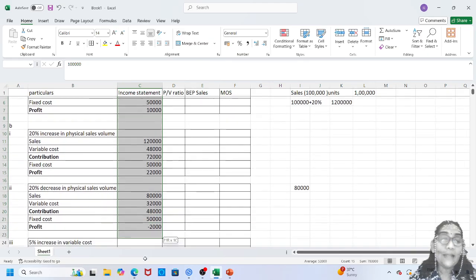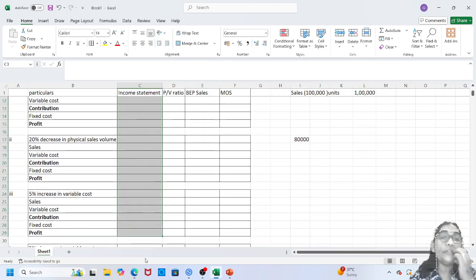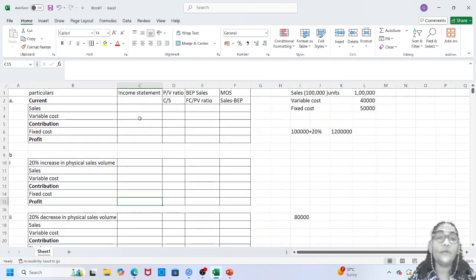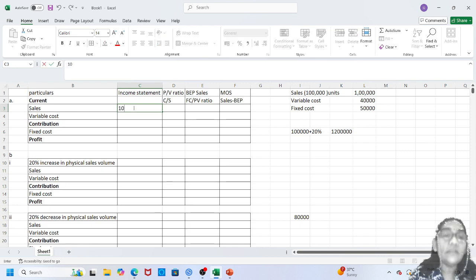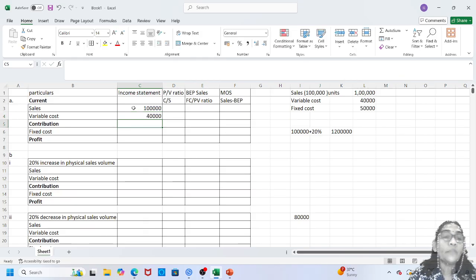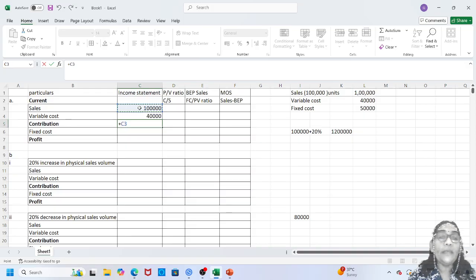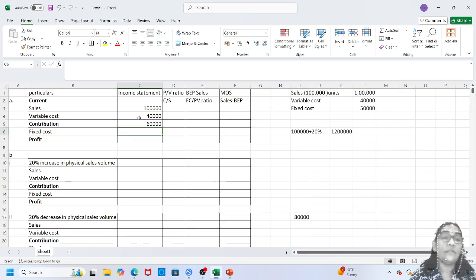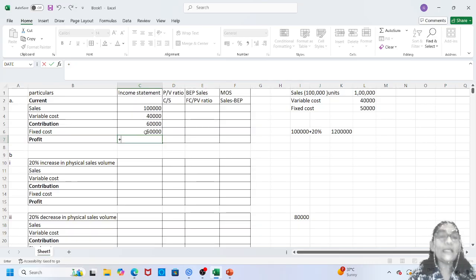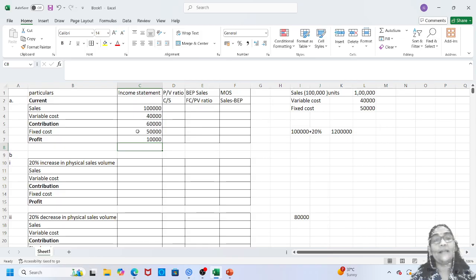Now for the sake of calculation here, I'll be directly putting the figures in the column and using the formulas. The sales amount given here is 1 lakh rupees. The variable cost is 40,000. Therefore, the contribution is going to be 1 lakh minus the variable cost, that is 60,000. Fixed cost is given to us as 50,000. Profit is calculated as contribution minus the fixed cost, that is 10,000.